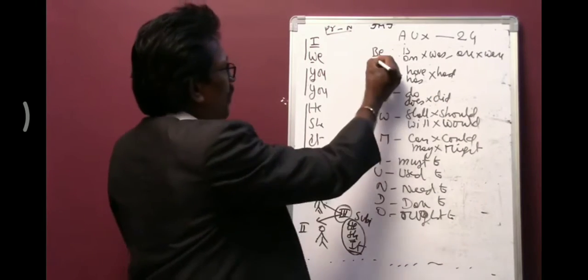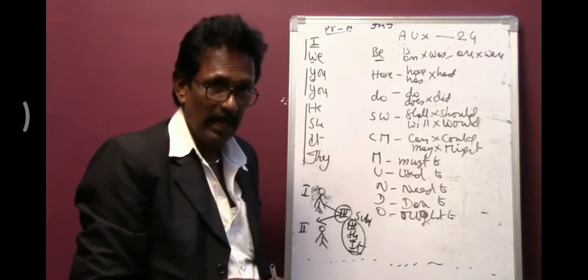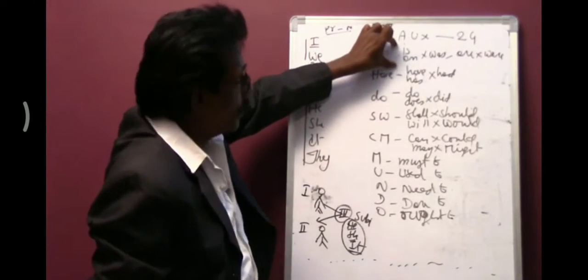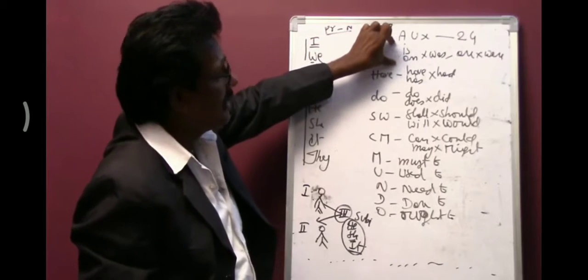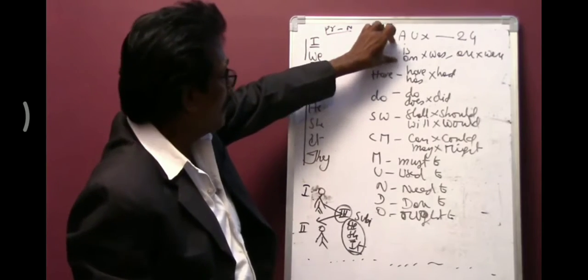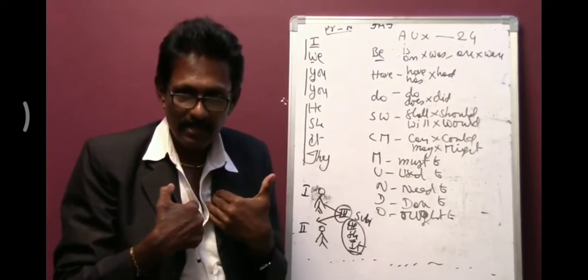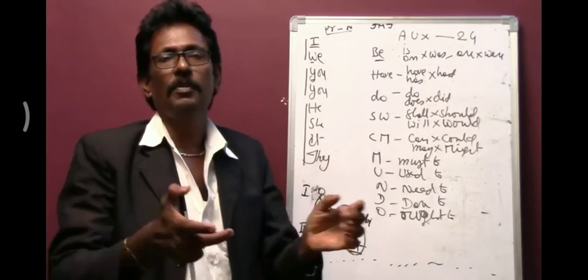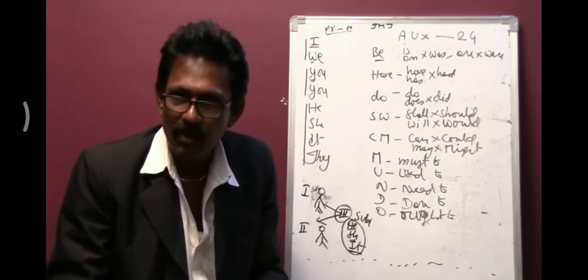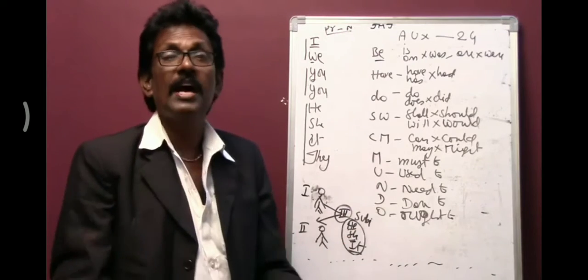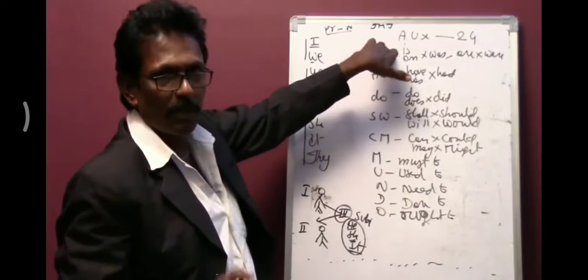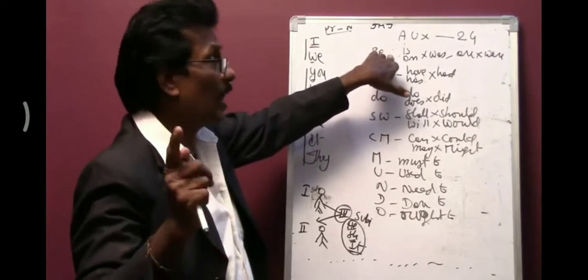Now, be forms. Why are these particular auxiliary verbs given the name be forms? We are beings because we are talking about the presence of something, which is called be form. We are present in this world, that is why we are known as beings. In the same way, it talks about the presence of something. That's why they are called be forms.